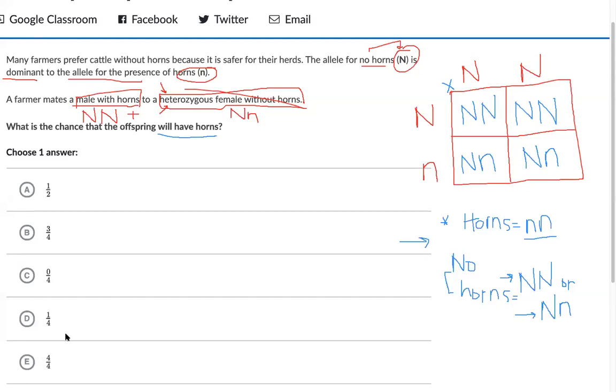Your denominator, or the bottom number of your ratio, needs to be the total number of animals in the Punnett square. It's not asking how many will have horns to how many will not have horns. How many will have horns in the whole set? So your bottom number automatically has to be 4, unless you reduce.